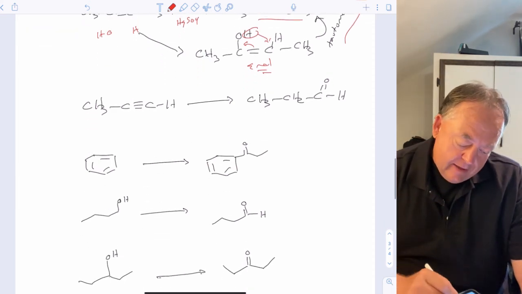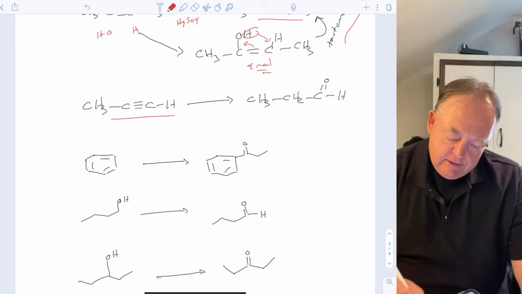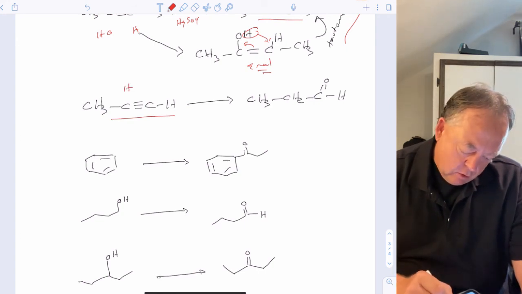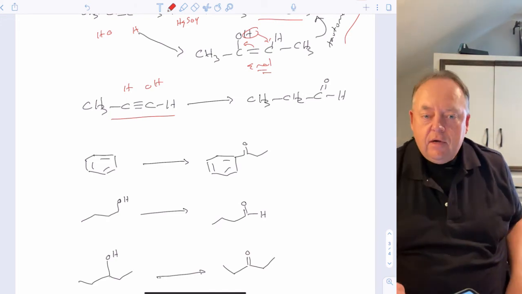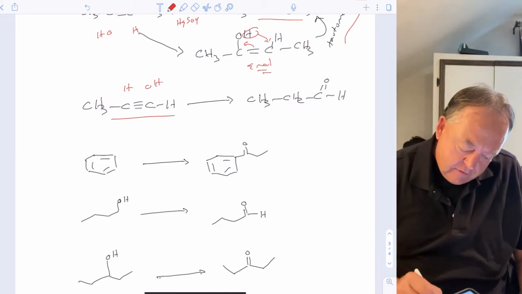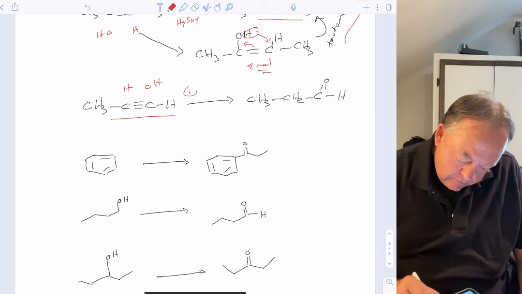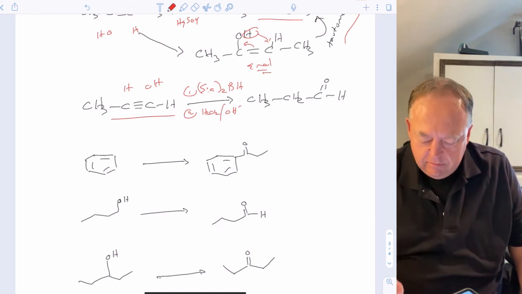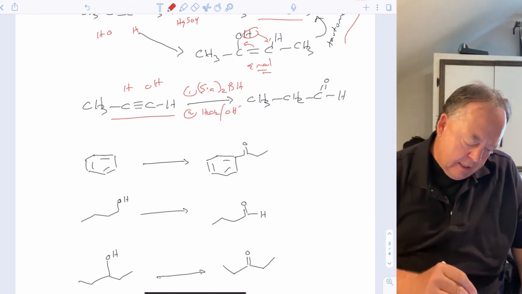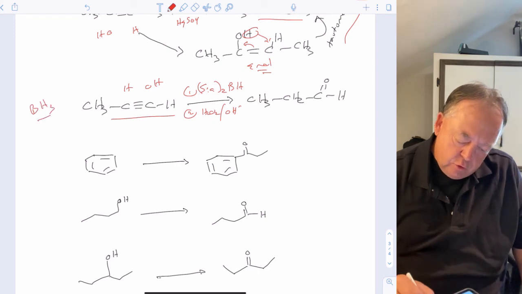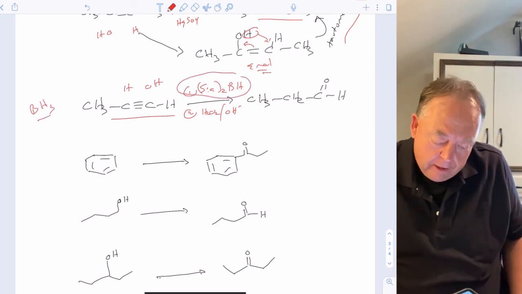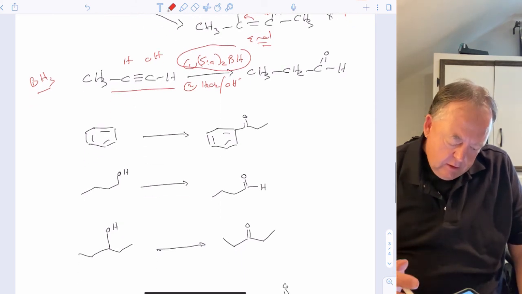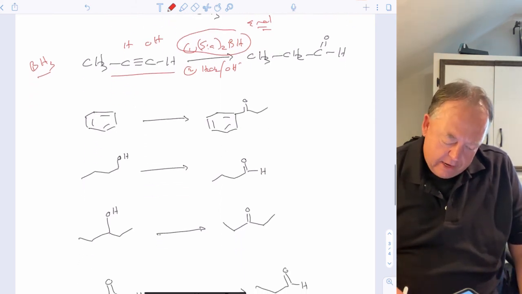Or if you remember from terminal alkynes, you can make aldehydes. So if you wanted to add H and OH this way, that would be anti-Markovnikov. How do you add H and OH anti-Markovnikov? Right, that reagent. So you do the hydroboration oxidation, but you have a derivative of borane, so not just BH3, right? You use this derivative of borane. Okay, so those are all organic 1 reactions.